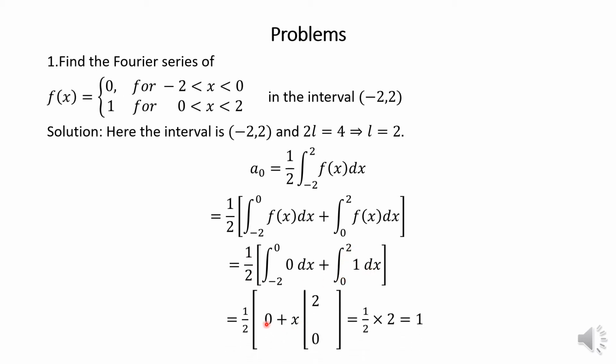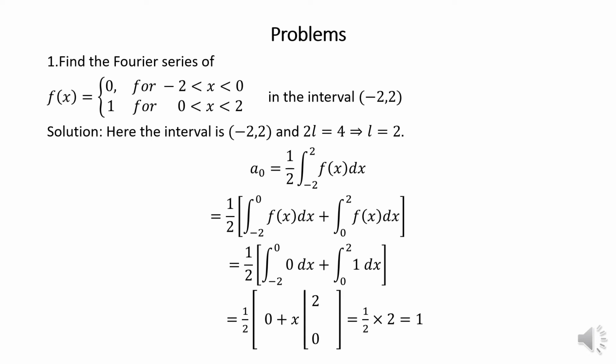So we get 1 by 2 times integral 0 to 2 of 1 dx. If I integrate, the integral of 1 dx is x between 0 and 2. So we get 1 by 2 times upper limit 2 minus lower limit 0. 2 minus 0 is 2. So we get 1 by 2 into 2. Therefore the value of a0 is 1. So this is how we find the value of the first Fourier constant a0.